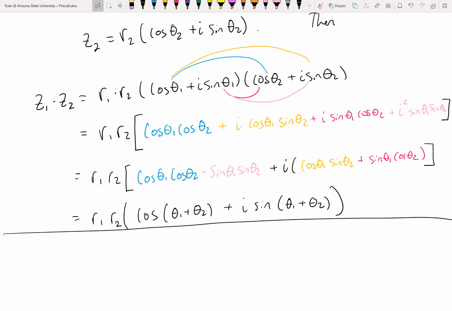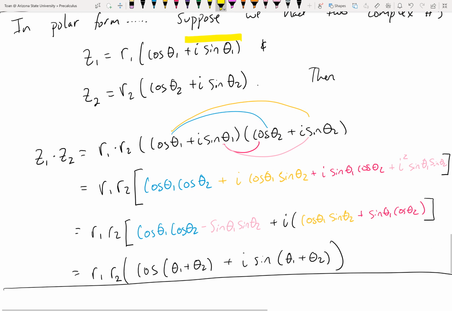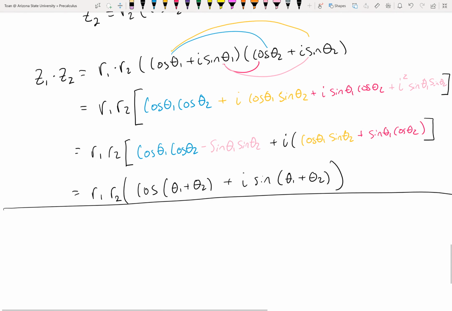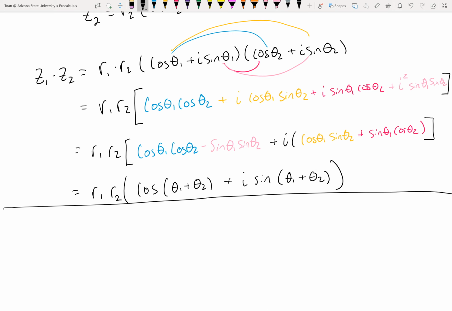We can repeat the process for the division formula, but I'm not going to waste time on it. I think you guys get the idea. You literally do the same thing. Here's two generic complex numbers, divide them, and work out the trig identity. And maybe I'll leave that as an exercise for you. But let's go ahead and summarize everything. Right?